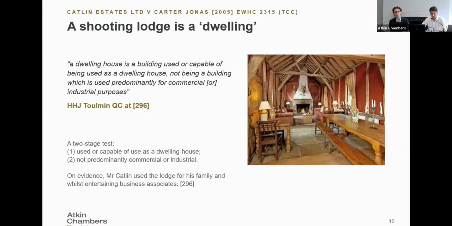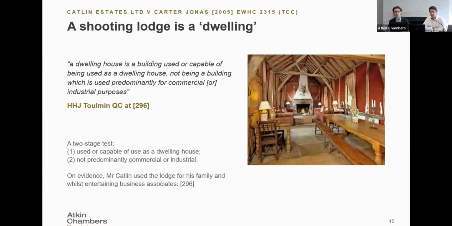The next aspect of that test is that it's not predominantly commercial or industrial. As I say, that's taken from the Law Commission report. His Honour Judge Toulmin added some gloss to that, which is the word predominantly. That's not in the Law Commission report. And we suspect that we will be seeing arguments to the effect that certain buildings aren't dwellings because they're commercial or industrial. Whether or not that is a workable test, we'll come on to later.